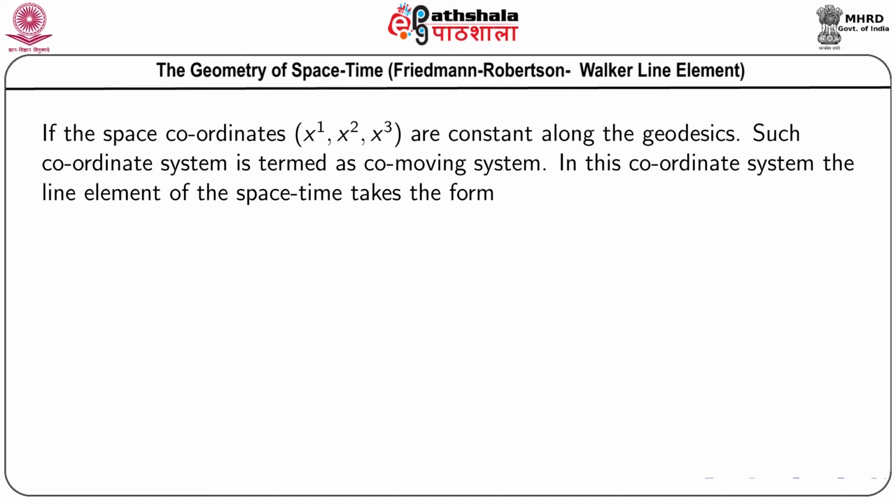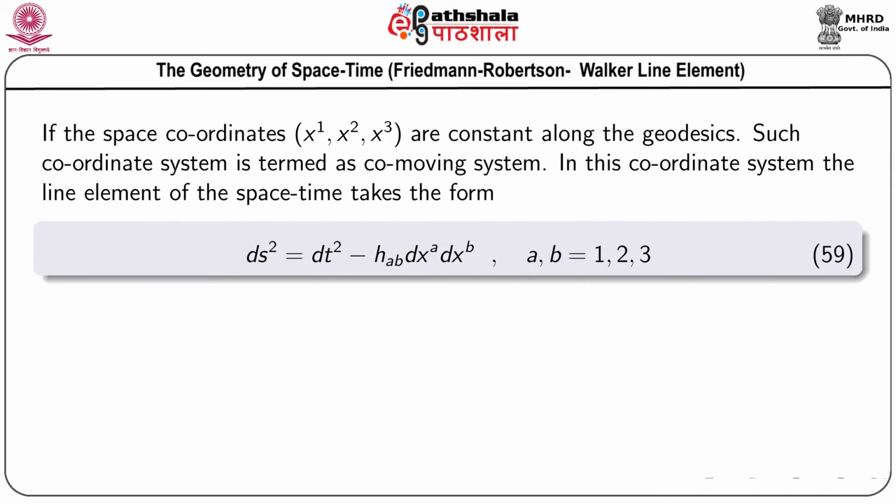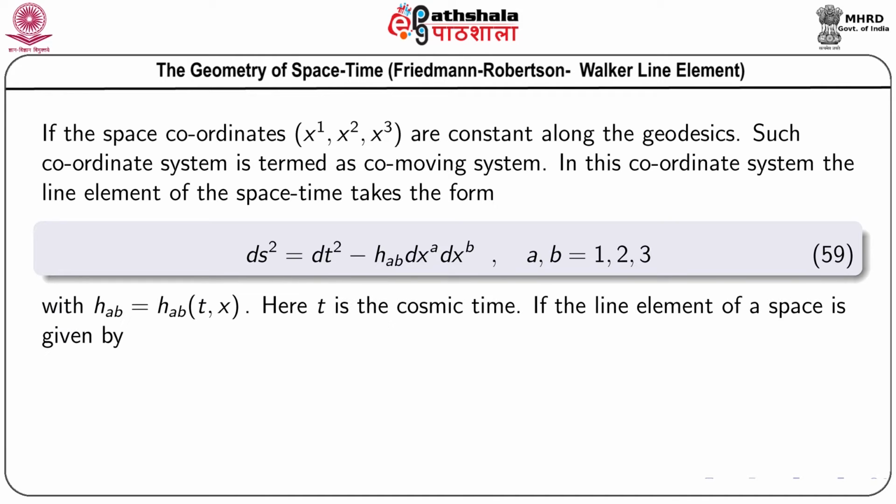Now, if the space coordinates x1, x2, x3 are constant along the geodesics, such coordinate system is called co-moving system. In this coordinate system, the line element of the space time takes the form in this way: ds square equal to dt square minus hab dxa dxb, where a, b are running from 1 to 3. hab actually is a function of t and x.